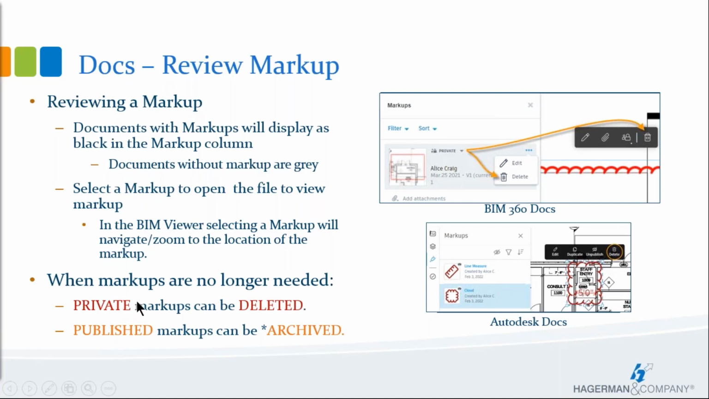When you're done with the markup, you can delete that markup. Now, if you're in BIM 360 Docs, if it's a private markup, it can be deleted. However, if it has been published, you can only archive it, and it becomes a record of the project. However, with Autodesk Docs, you can delete published and unpublished.